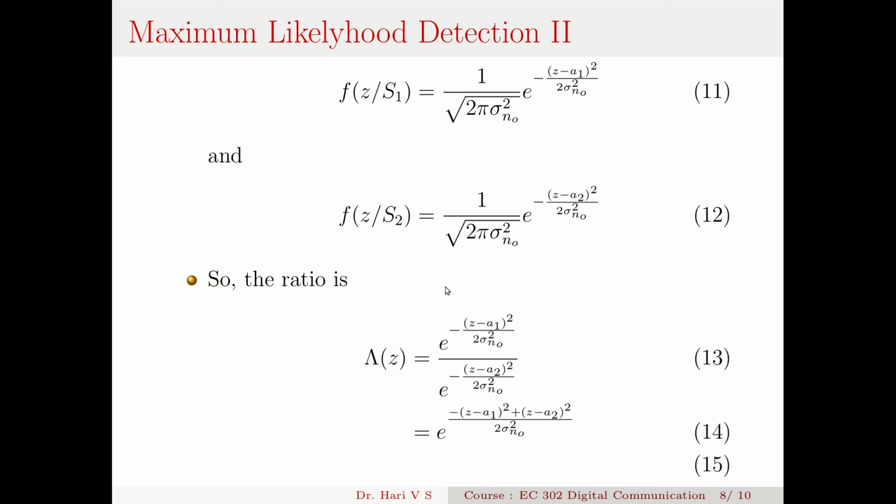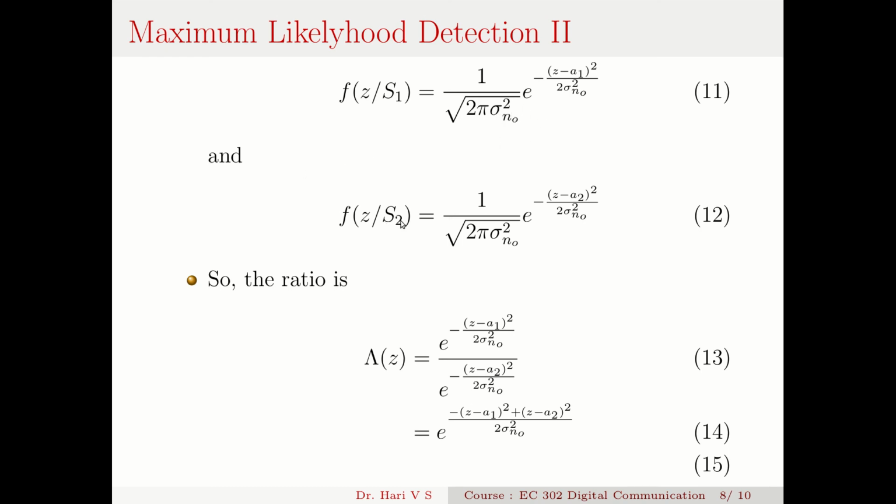Now you know that this Z is a Gaussian random variable. Given S1, it is a Gaussian random variable with noise variance sigma n0 square and mean A1. So its PDF is 1 by root 2 pi sigma n0 square, e raised to minus of (Z minus A1) whole square by 2 sigma n0 square, because Z given S1 has a mean of A1 and a variance of sigma n0 square.